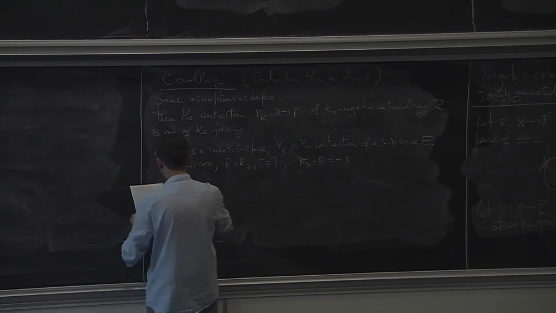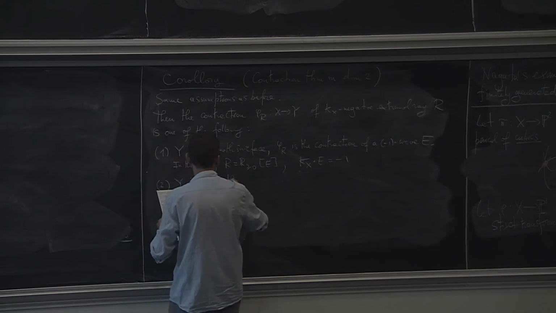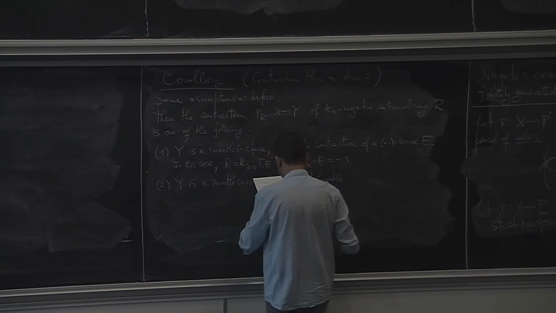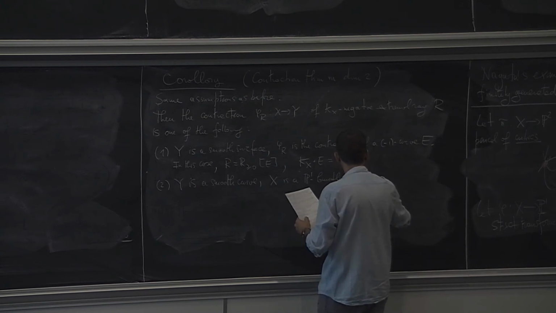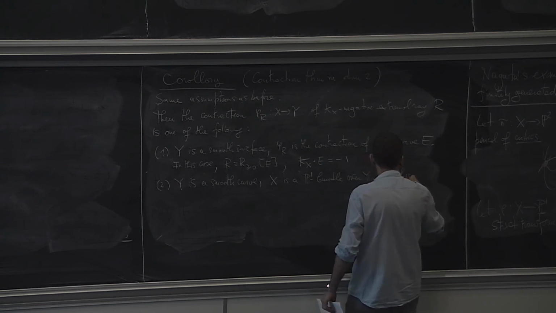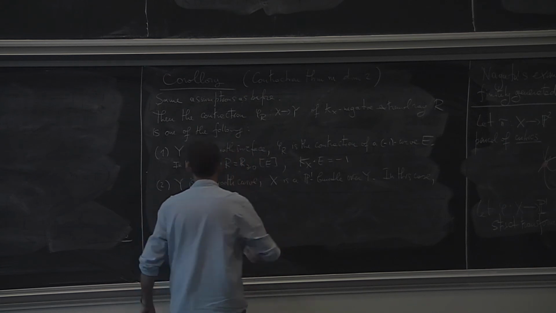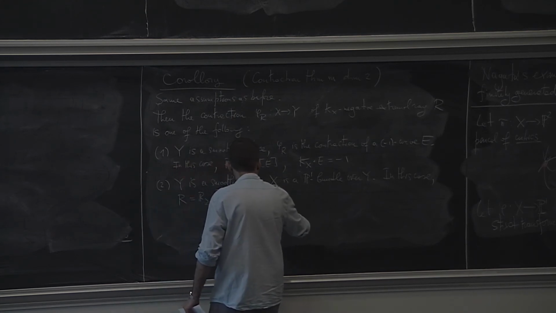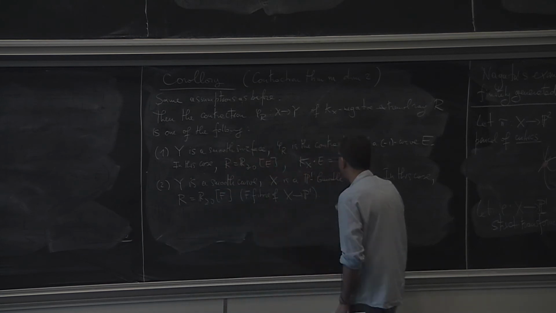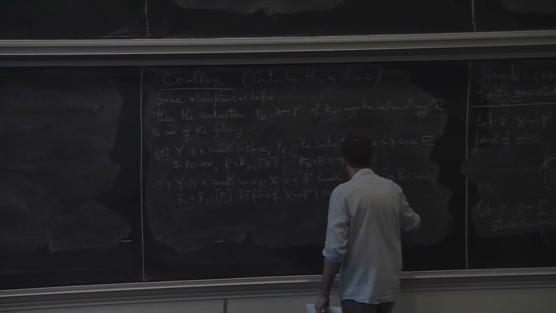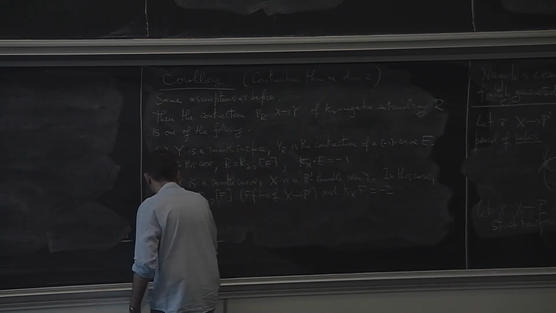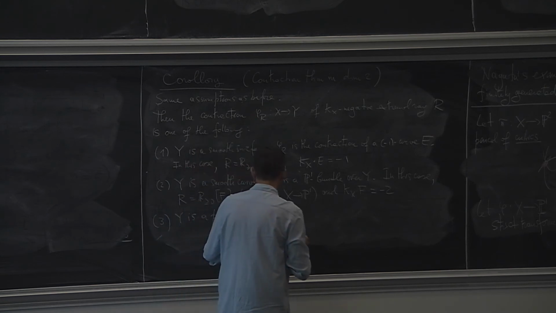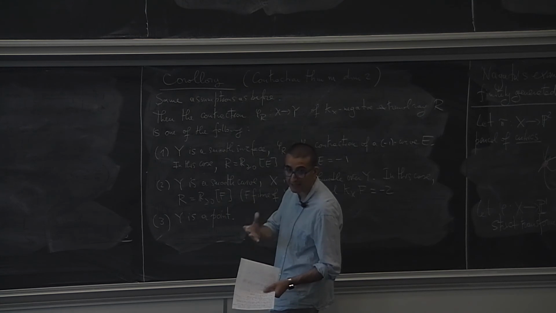2, Y is a smooth curve and X is a P1 bundle over Y. In this case, the extremal ray is generated by the numerical class of a fiber, and Kx times F is -2. And finally, 3, Y is a point. In this case, minus Kx is ample, and actually we can prove that X is isomorphic to P2.